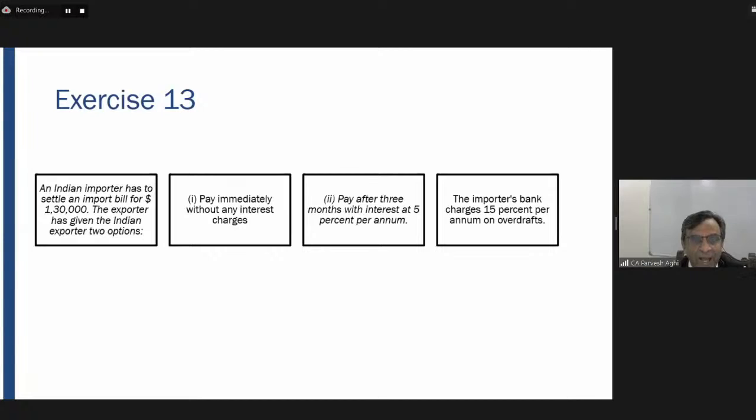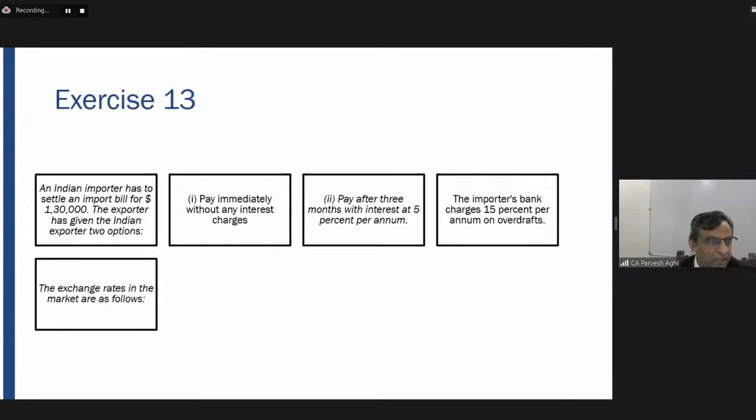The importer's bank charges 15% per annum on overdrafts. So if he's going to pay immediately, okay. And the other option is that he's going to pay after 3 months. So that means if your company has to take an overdraft facility, then they will have to pay 15% per annum.